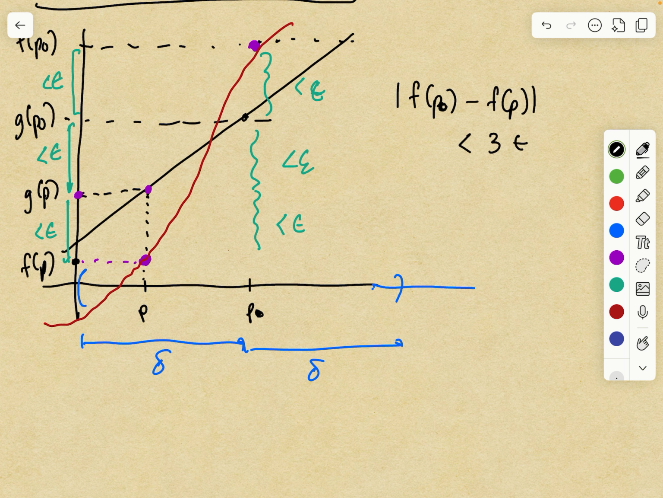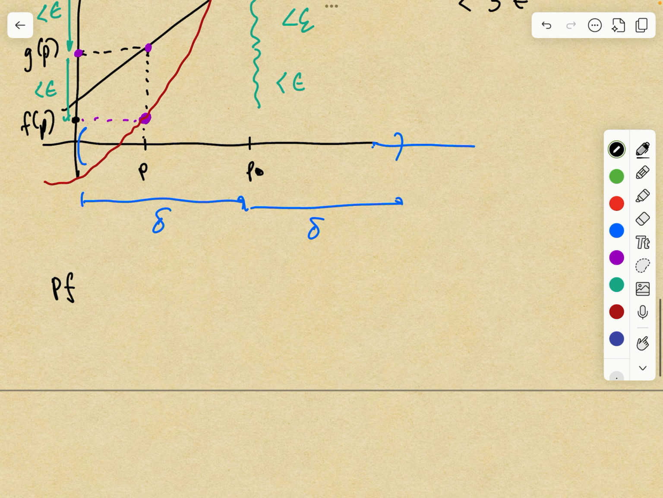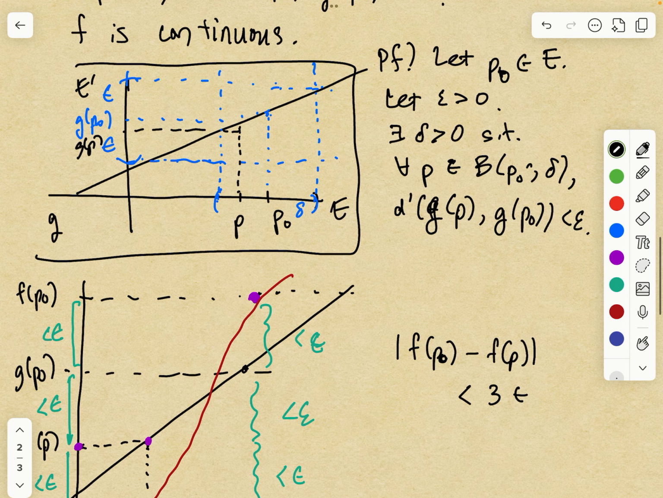And that's for every epsilon, right? So for every epsilon, there exists delta such that for all p that's within the delta neighborhood of p naught, the distance between f of p naught and f of p is less than 3 epsilon, and we can modify the argument so that we get it less than epsilon, and that shows that f is continuous at p naught. So let's write down the formal proof, but this picture illustrates the idea. The proof of the lemma is, so where did we, okay, we have this part.